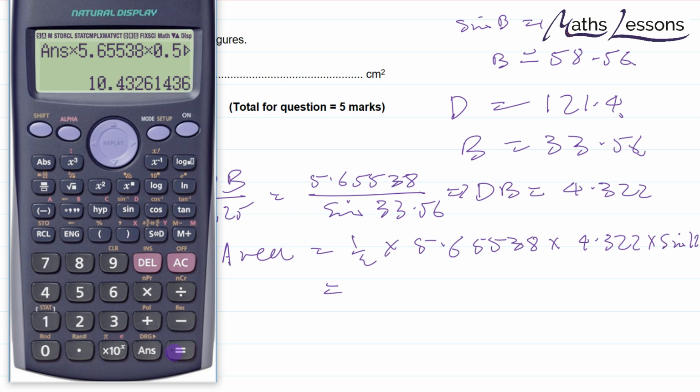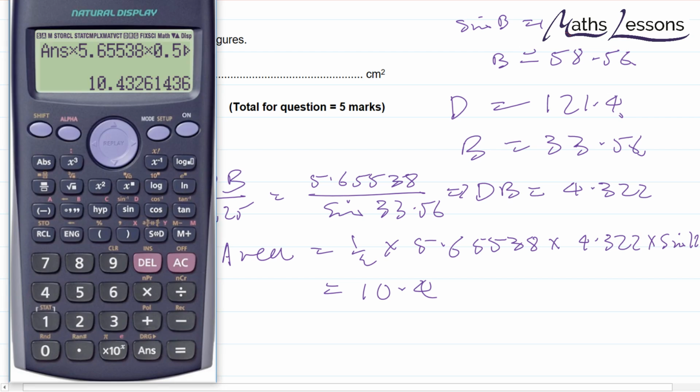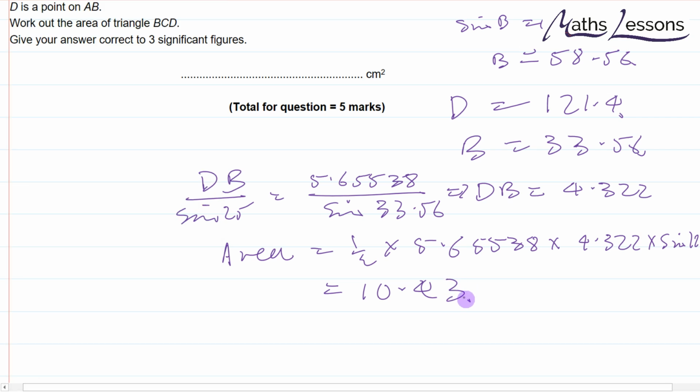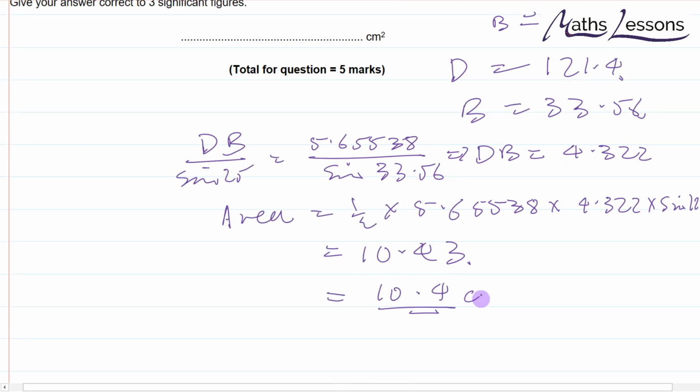I would suggest you write all the figures on your calculator out all the time, or use the memory button. I didn't use my memory button. I got 10.43. Let's just check. I think I've got the actual answer from the sheet, and they gave anything between 10.4 and 10.43. So our answer 10.4 is perfectly good enough. This was in centimeters, so therefore it's centimeters squared.